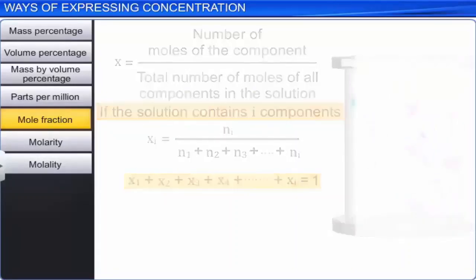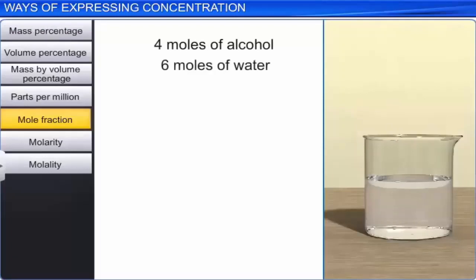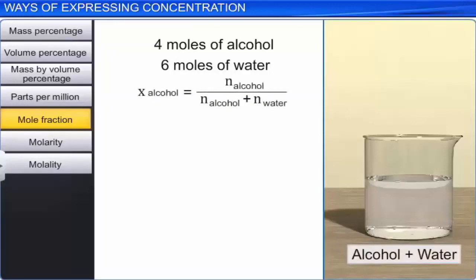For example, if a solution contains 4 moles of alcohol and 6 moles of water, then the mole fraction of alcohol can be calculated by substituting the values of the number of moles of alcohol and the number of moles of water in the formula.